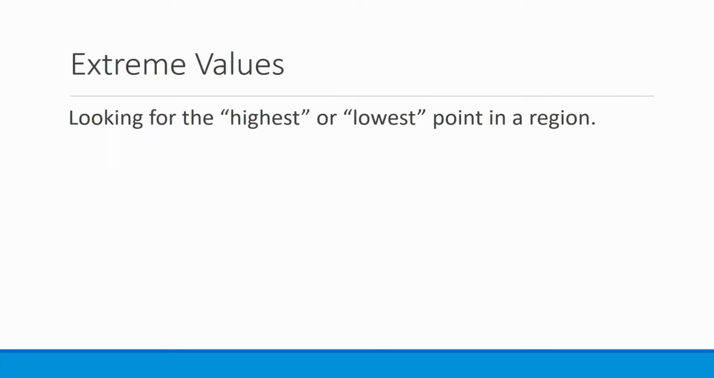When I say extreme values, what I mean is we are looking for the highest or the lowest point in a certain region. We look for sort of the top of the mountain, or we look for the low of the valley. That's what we mean by extreme values, the highest or the lowest point on a graph in a certain region.